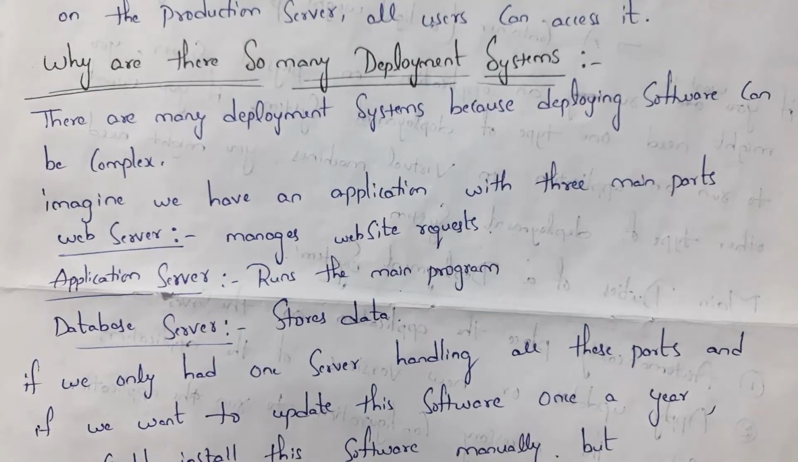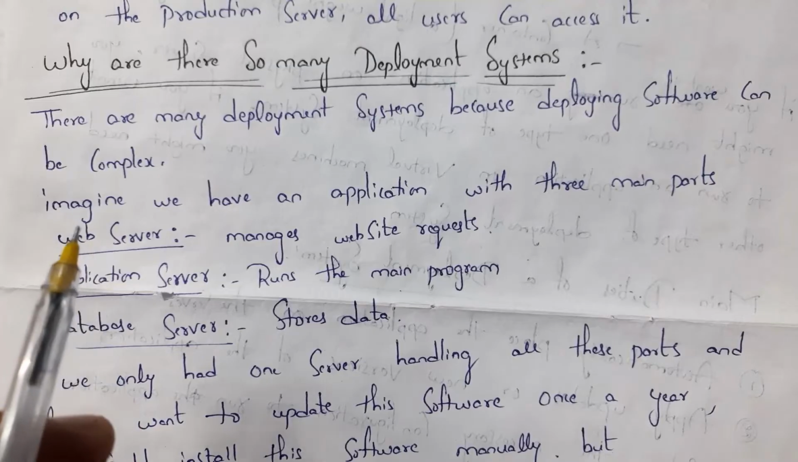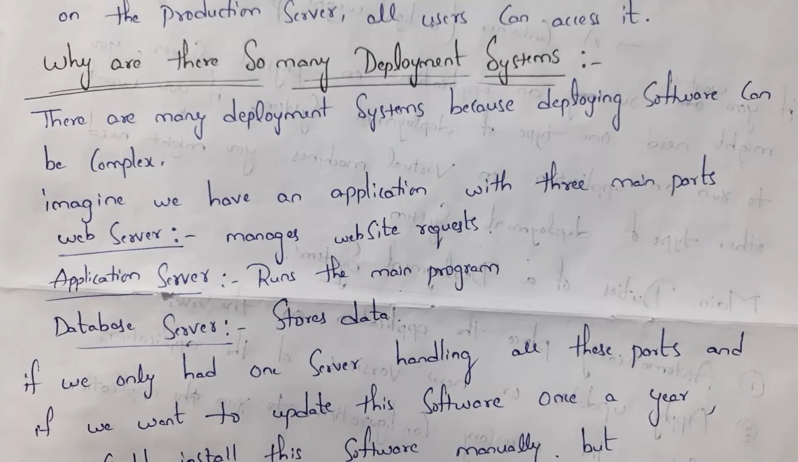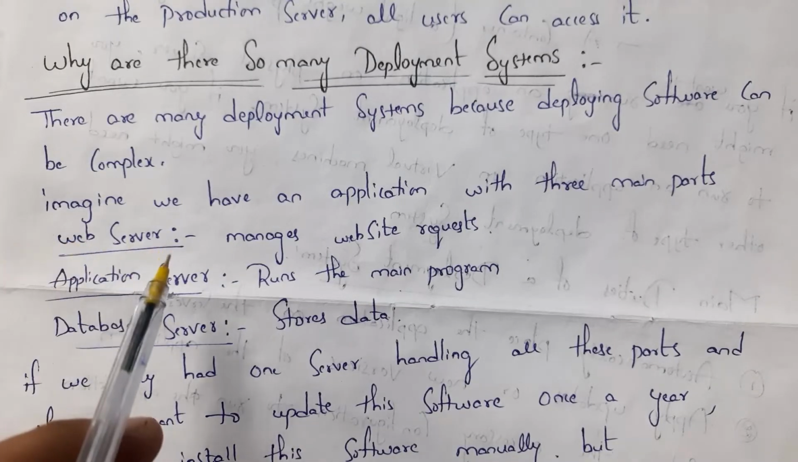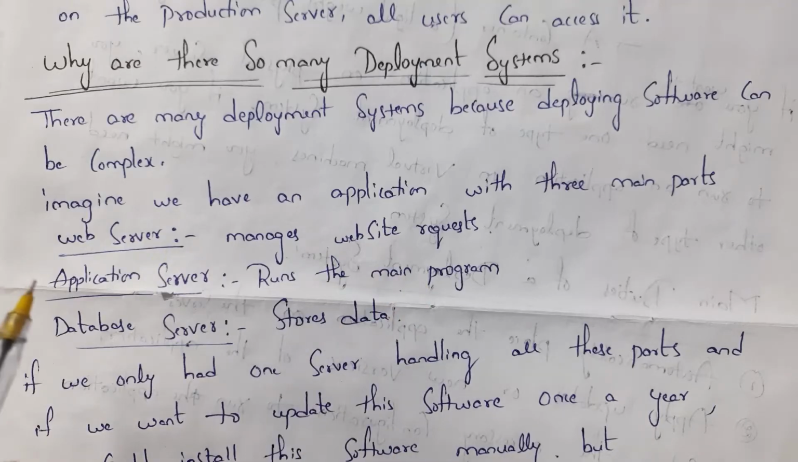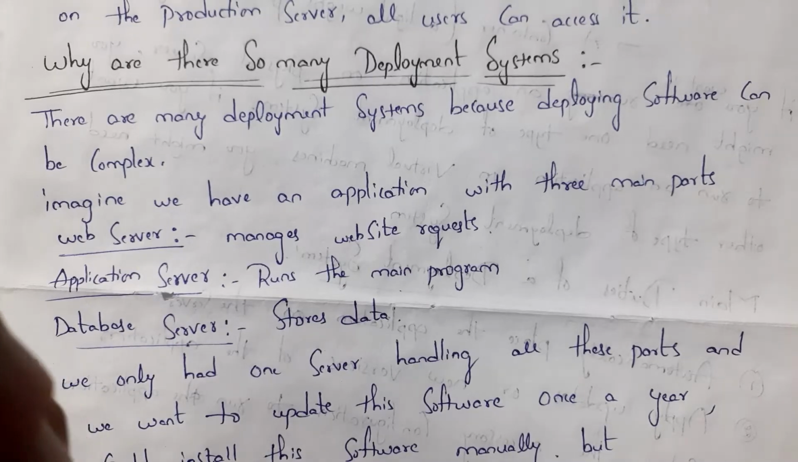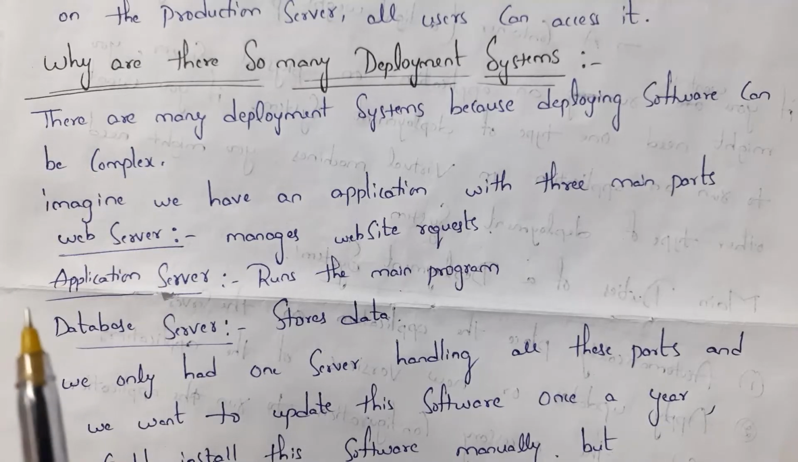For example, let us say I created one application. That application contains mainly three parts. One is web server, it will manage website requests, next one is application server, it runs the main program, and next one is database server, it stores data. Now what I want to do is, instead of creating three different servers to handle my application, I will create only one single server to handle all these operations.